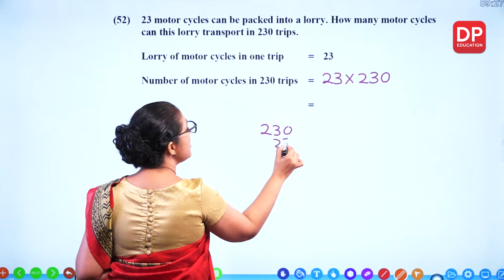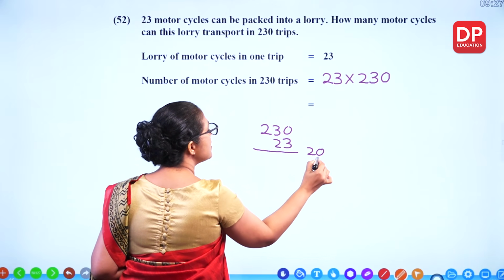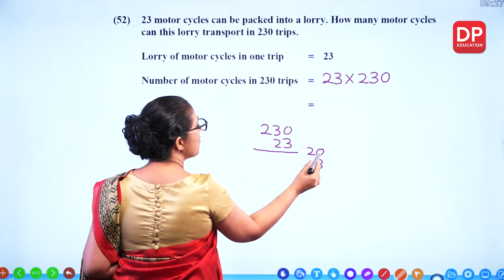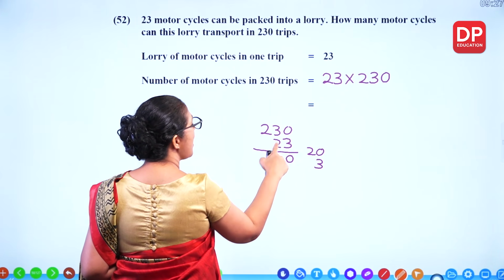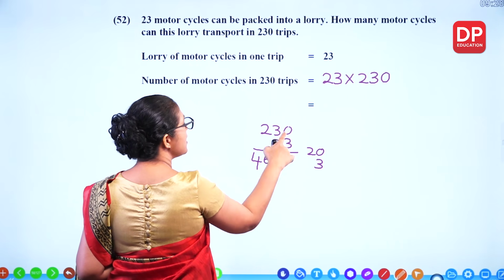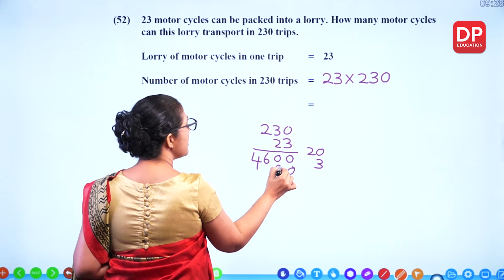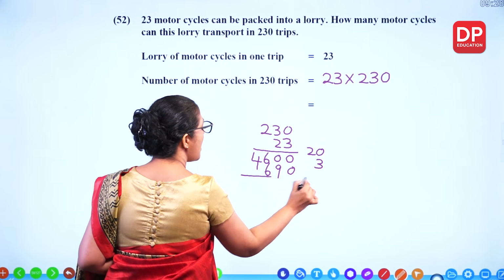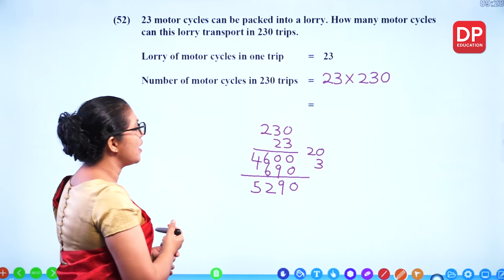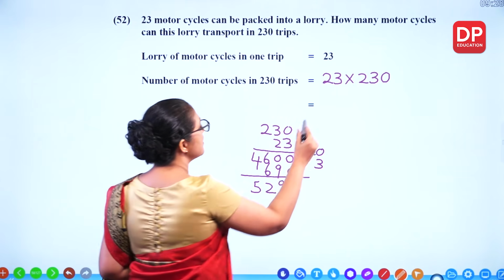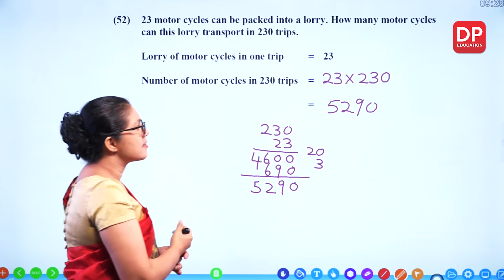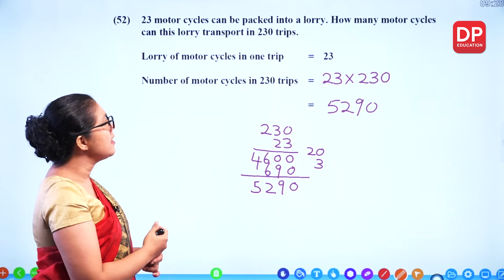230 into 23 means you multiply 20 and 3, or 3 and 20. Order is not important. So multiply by 20 means put a 0 and multiply by 2. 0, 6. 3 times 0, 0. 3 times 3, 9. 3 times 2, 6. And you add it. When you add it, you get 5,290 motorcycles in 230 trips.